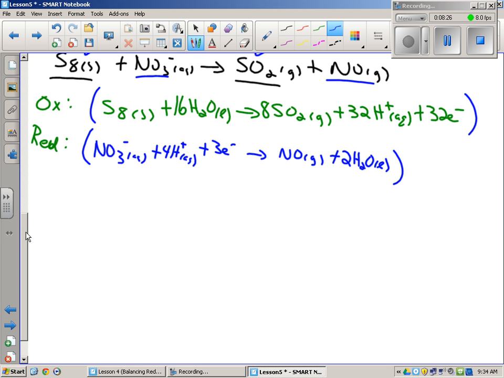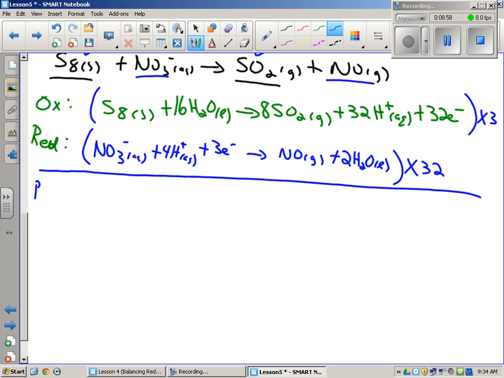Lost 32, gain 3. What's the lowest common multiple of 3 and 32? 96. Yes? Yeah. So, times this by 32. I don't think there's anything else, right? Times this by 3. 64 would be your next option. That's not, 3 doesn't go into 64 evenly. Right? So then 96 after that. All right, add them up.